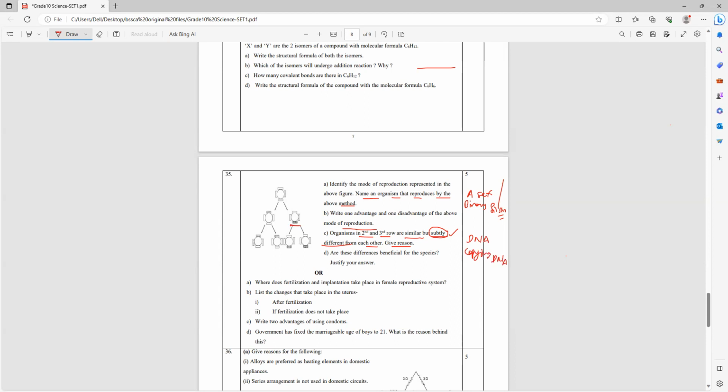What is the disadvantage, everybody? Write one advantage. What is the advantage? We can produce in what? Bulk. Do you understand? So a larger number of organisms can be produced. And what is the disadvantage? Everybody, minimum variation. Yes, minimal variations in asexual reproduction. So organisms in the second and third row are similar, but subtly they are different from each other. Because of what? DNA copying.